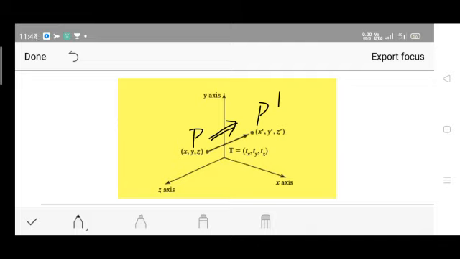We'll move on to the next type of transformation, that is rotation, and then we'll discuss scaling. Watch the videos repeatedly, note down the things.